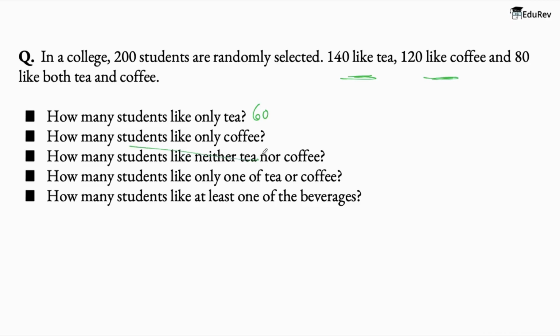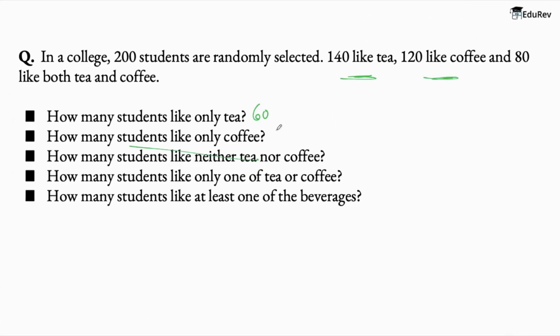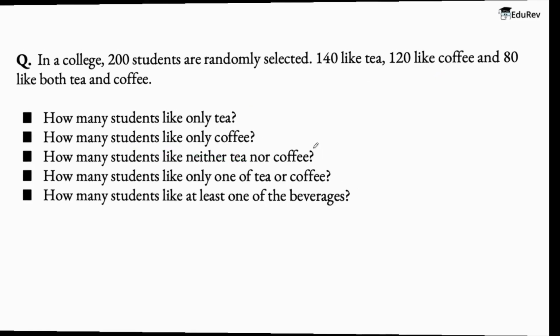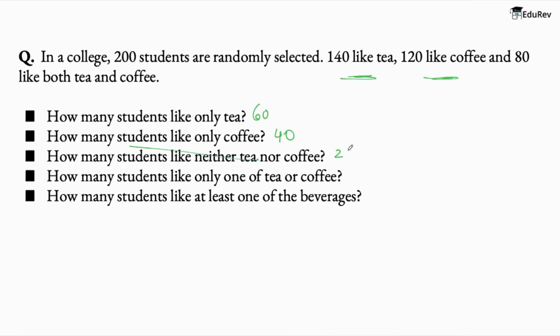Then how many students like only coffee? For only coffee, we can say that 40 students like only coffee. So again, I'm going to write 40 here. Then how many students like neither tea nor coffee? That means they are not included in either of the sets. So there are 20 students who are not included in either set. So I'm just going to write 20 here.